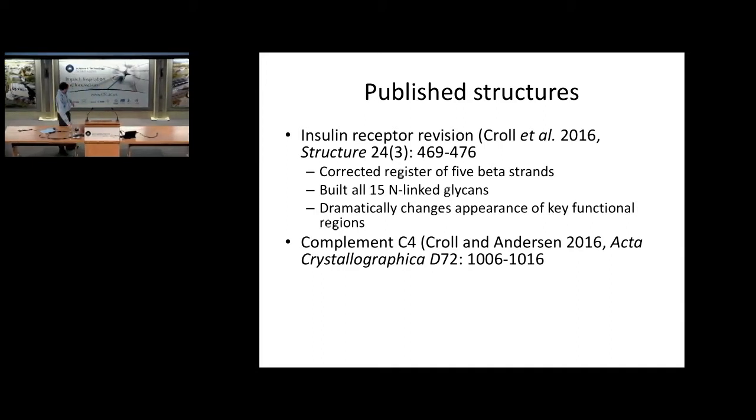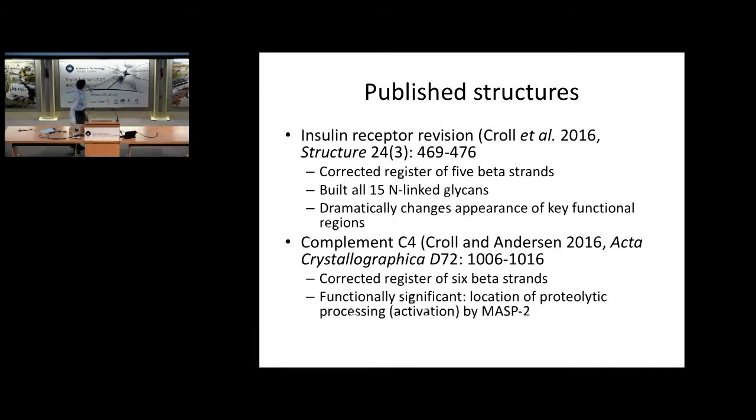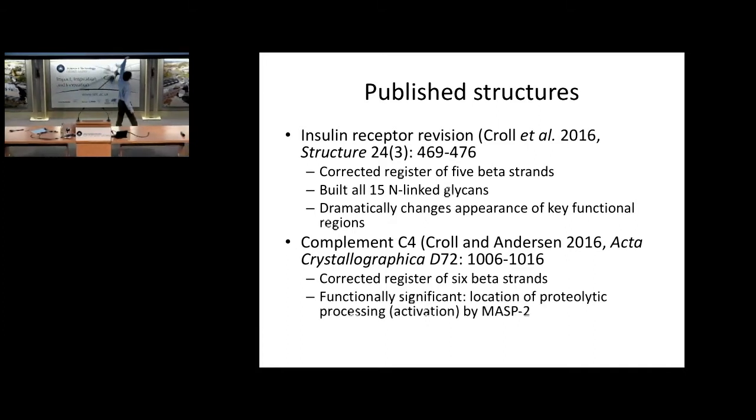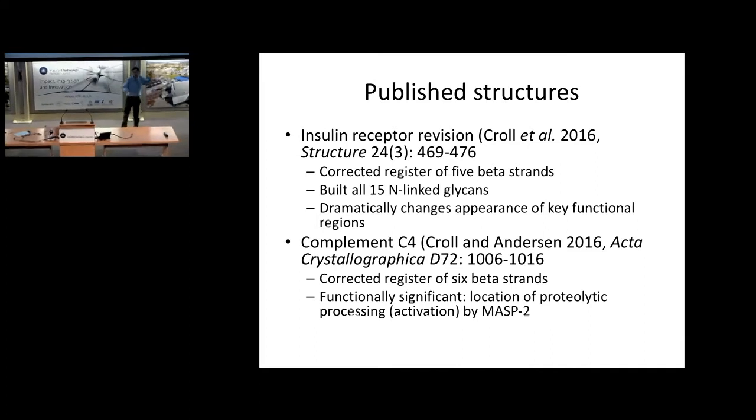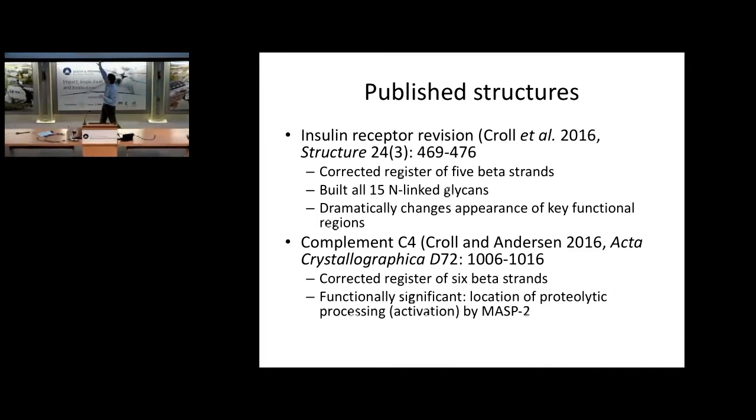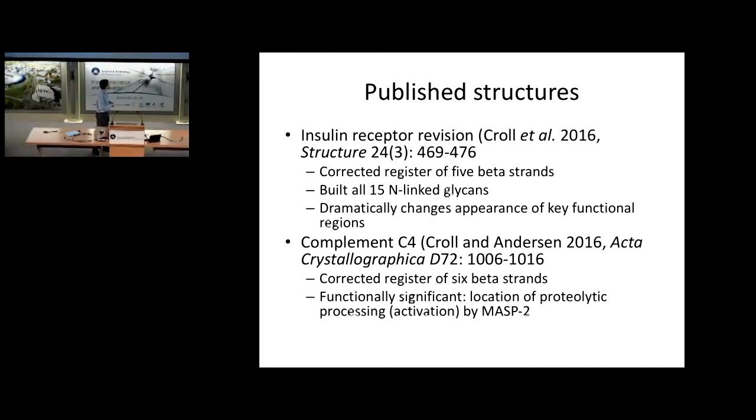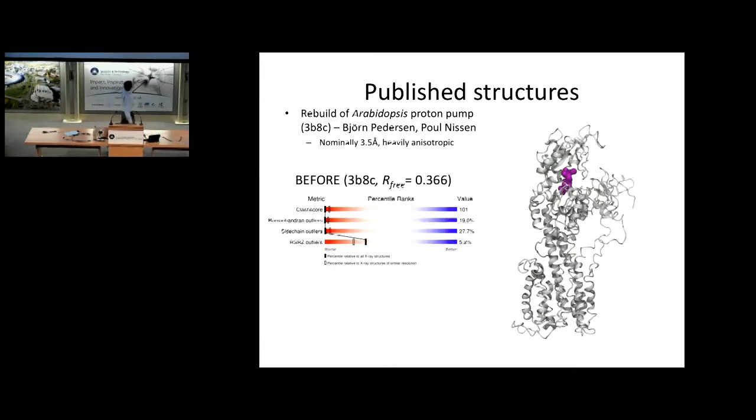And again, there were a handful of beta strands that were out of register, and six in this case. And the big section that was out actually is the location of proteolytic processing by MASP2. So it's actually a core functional region of this protein.